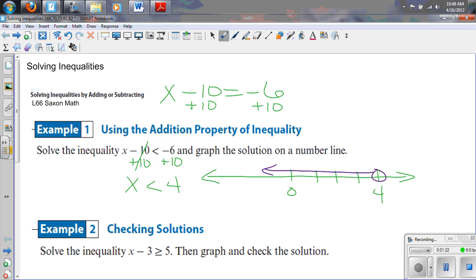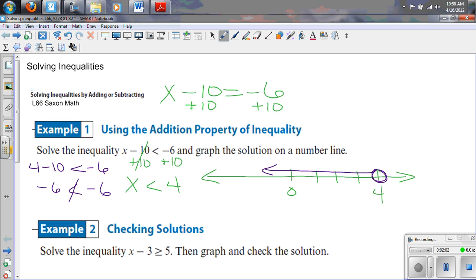If we check this, we can see whether this is true or not by checking our endpoint and by checking another point that we know is in our drawing of what this inequality should be. So let's check 4. If we say 4 minus 10, is that less than negative 6? Well, 4 minus 10 is negative 6. Is negative 6 less than negative 6? No, it's not. So we should not include 4. And we haven't included 4. You can see on the drawing it's an open circle rather than a filled in one.